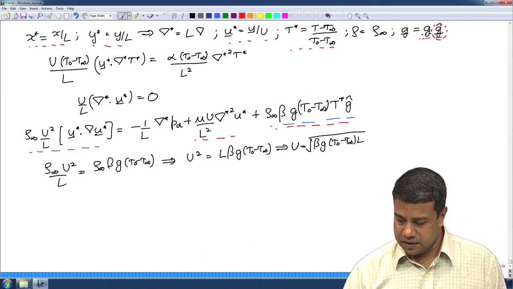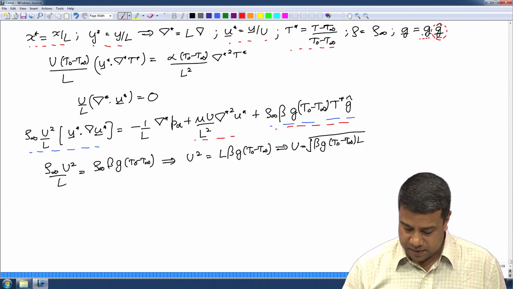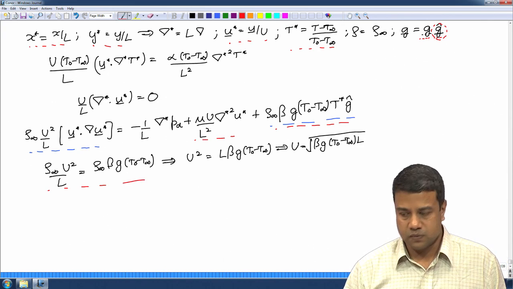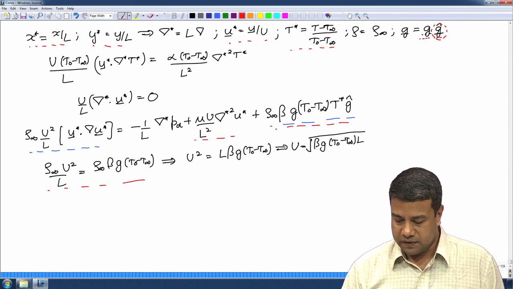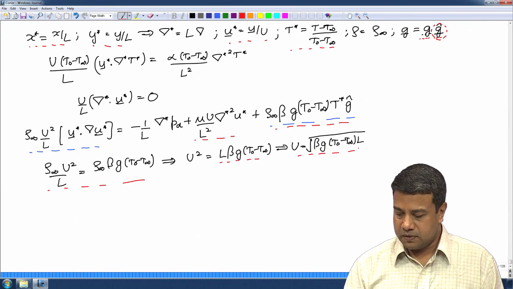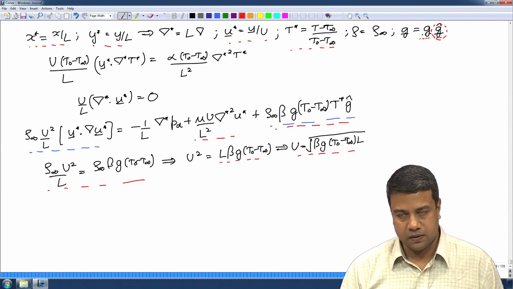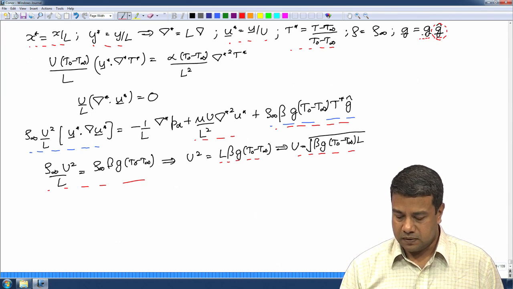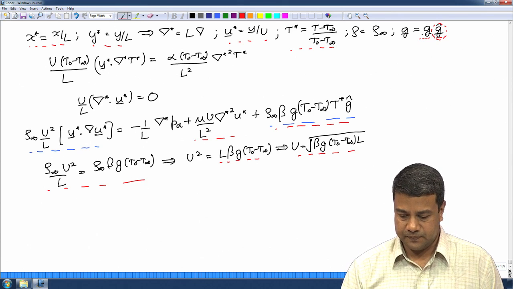So, we had inserted this into the equation, and by balancing convective terms with the body force term, we had found out what is the scale of the velocity. So, u was equal to the square root of beta g delta T times L. That was the magnitude of the velocity. Now, I can use that magnitude of the velocity in order to find out what are the other terms in the equation.